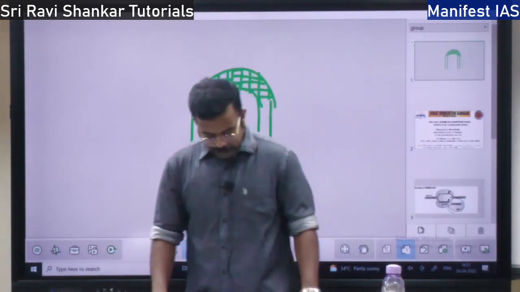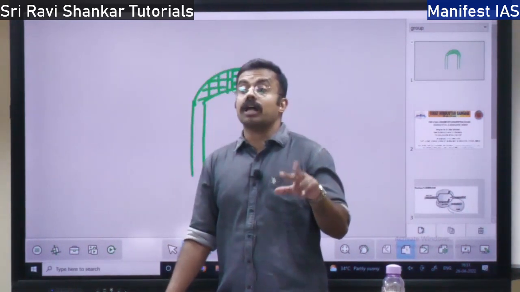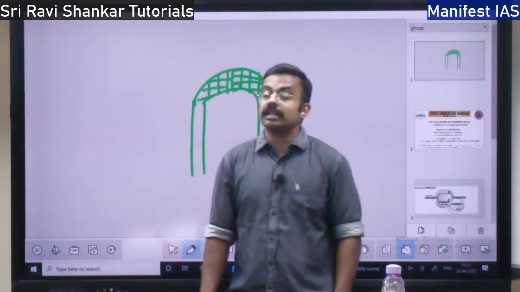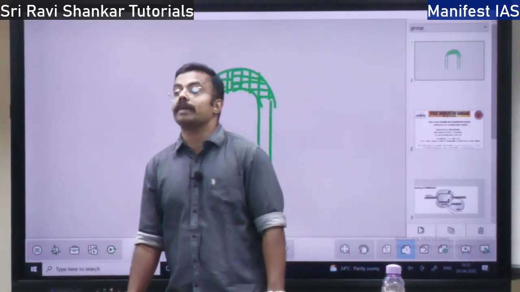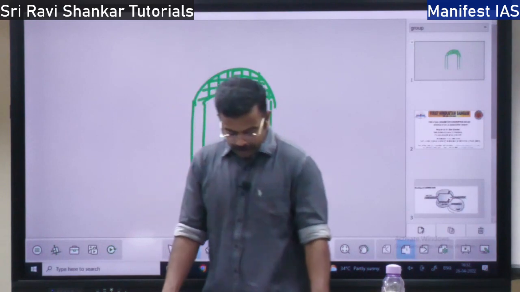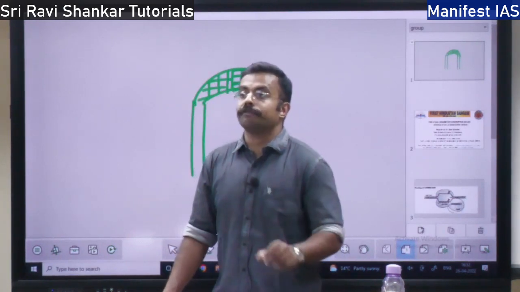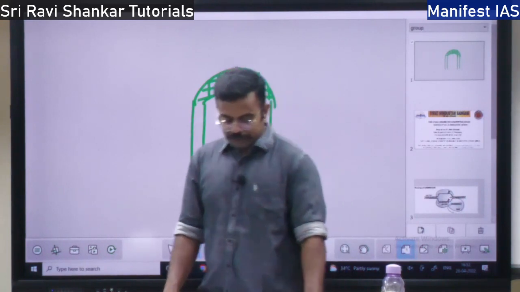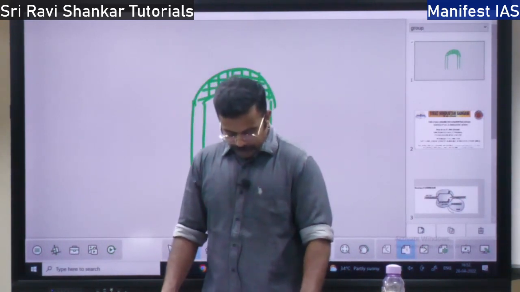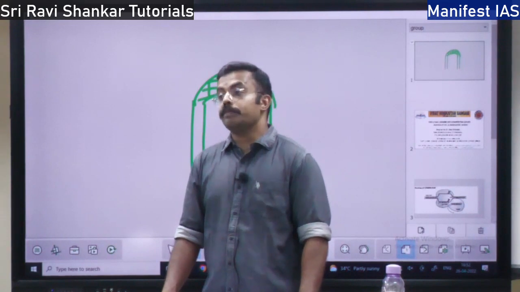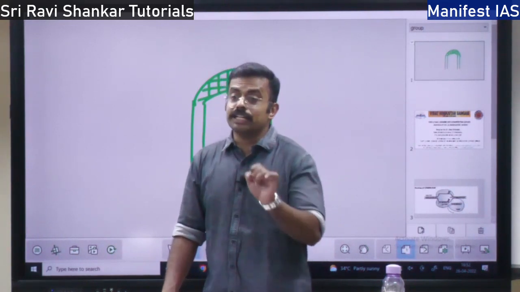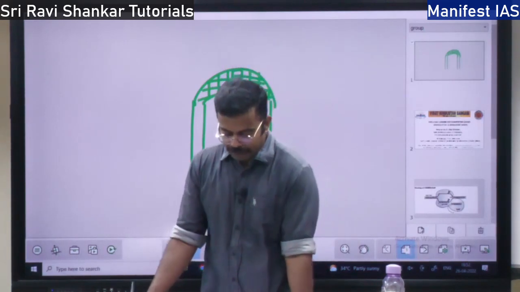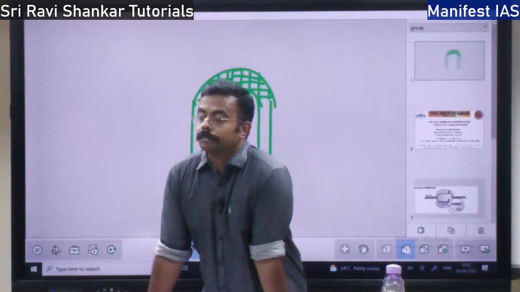So for a keystone species, the addition or loss of this particular species will cause a major environmental change in the environment. That is the keystone species. If you remove it, there will be a big environmental change. These species are actually very important. If you remove it, at least one other species will be impacted. Need not be one, many other animals, many species also.